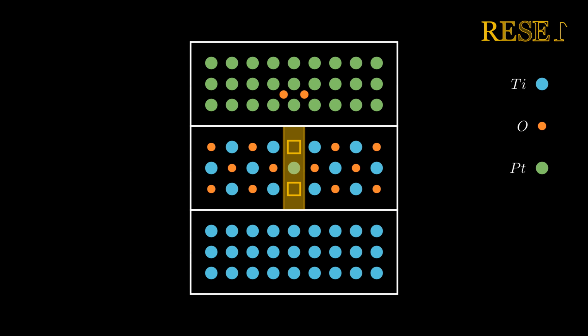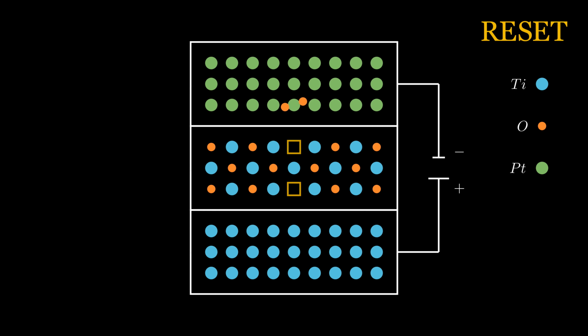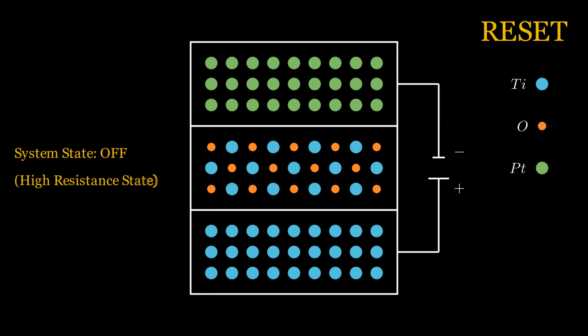Reverting to the previous state is called the reset mode. In this mode, negative voltage is applied to the top electrode and positive to the bottom electrode. The conductive filament breaks down and every other phenomenon is reversed. The current state of the device is called the high resistance state, which can be considered as binary 0, or we can say the device is off.